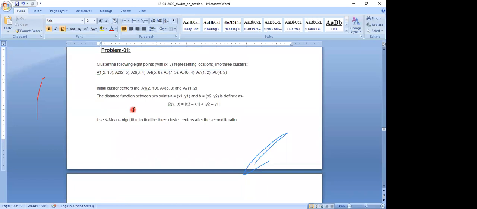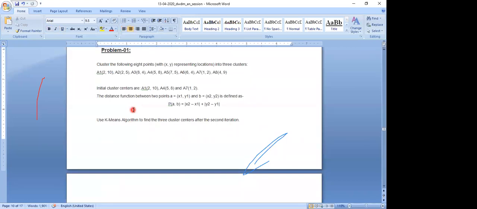Let us solve one example by using this K-means. For that, the initial clusters I am taking here are A1, A4 and A7. So I am using the Manhattan distance for calculating this K-means algorithm.